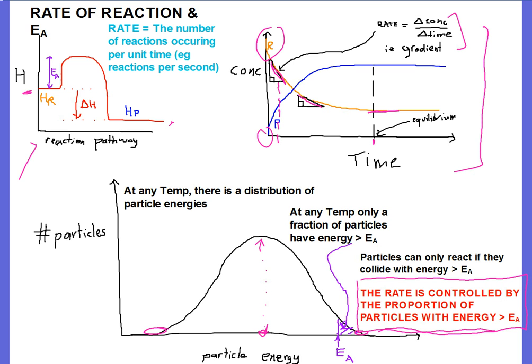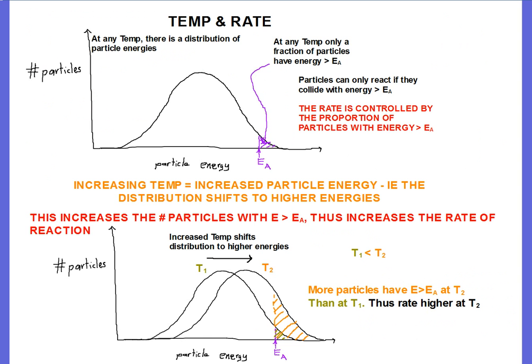So let's look at the factors that can affect rate or affect the number of particles with E bigger than EA. And the first thing is temperature. This is just a recap from the previous page, but the key thing about temperature is as you increase the temperature, you increase particle energy. That means all the particles get more energy. So that whole curve shifts to the right, or shifts to the higher particle energy end of that diagram.